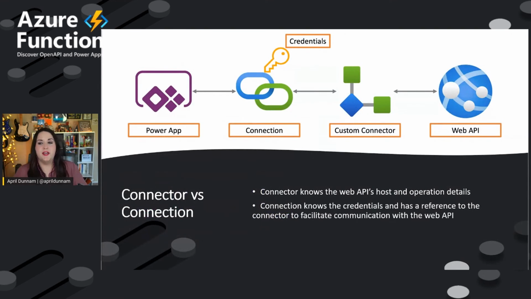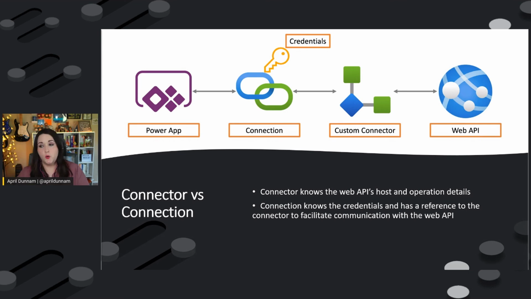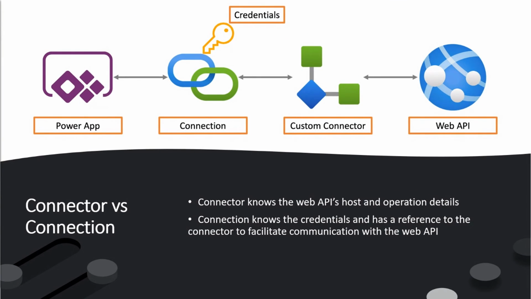When we talk about connectors, it is important to understand the difference between a connector and a connection. The connector is what knows about the web API's host and the operation details. The connection, on the other hand, is what we use to know the credentials and has a reference to the connector that facilitates the communication with the web API. So you create the connector itself, and then the person creating the Power Apps application, the citizen dev, would create a connection to your connector to handle the credentials and the authentication.